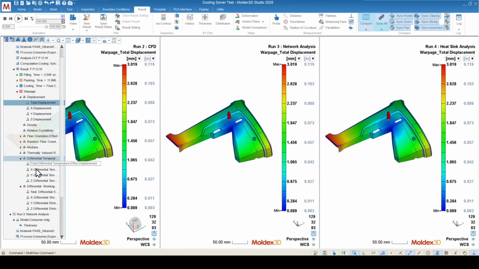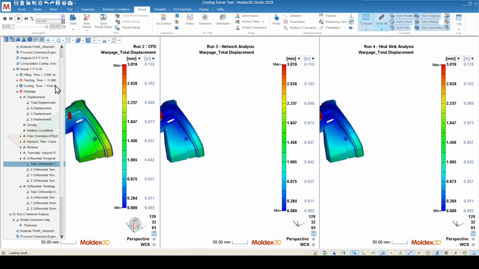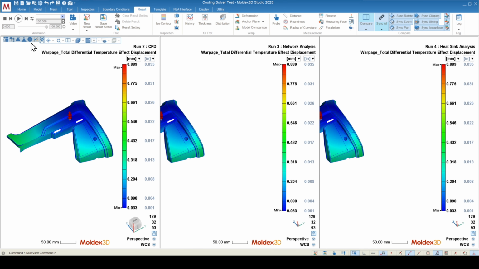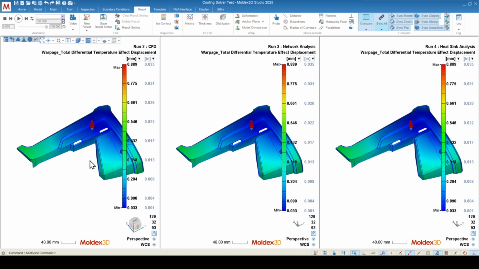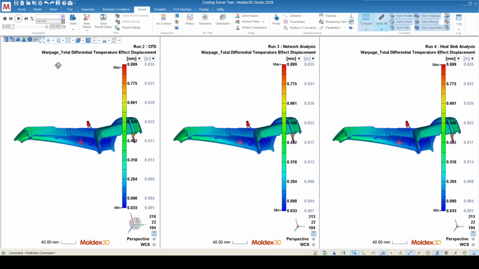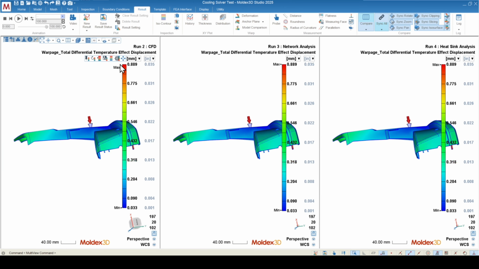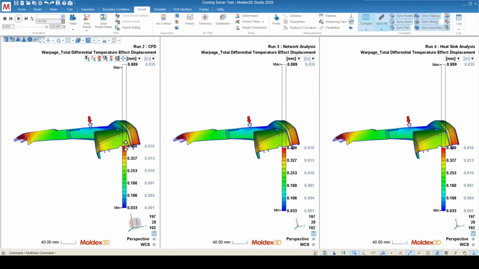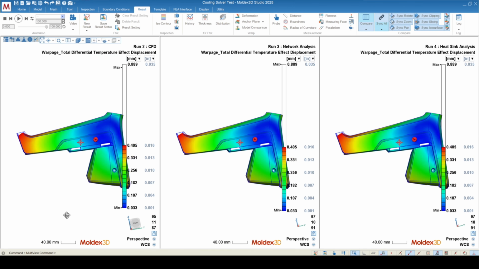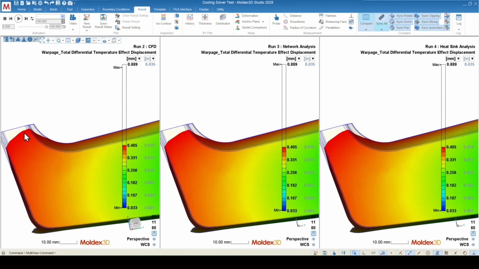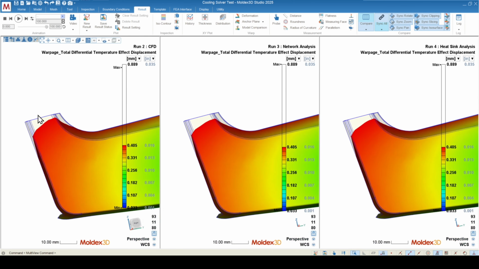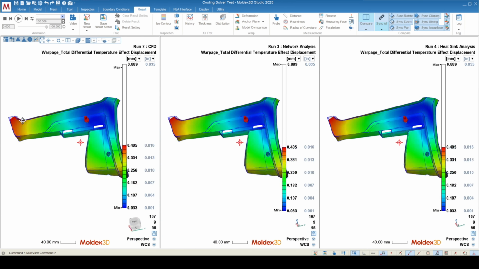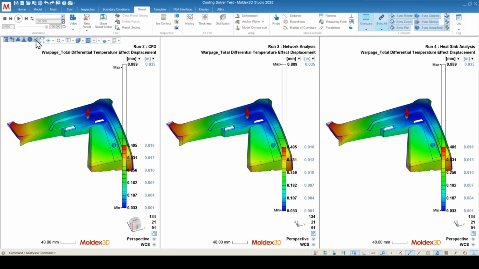I can look at the differential temperature effect specifically and see what the relative impact would be on the differential temperature. And we can actually see that there is not really a change in the differential temperature effect. If I move this down a little bit, actually see that they are very, very similar to one another, although once again, not exactly the same. They are very similar.